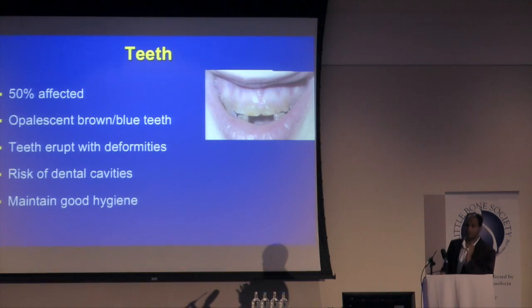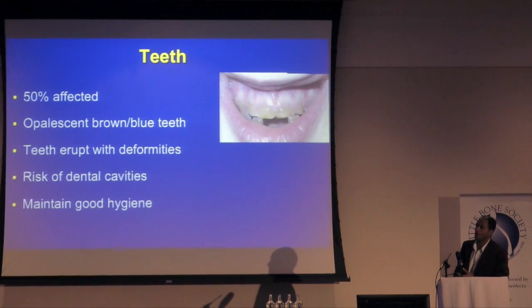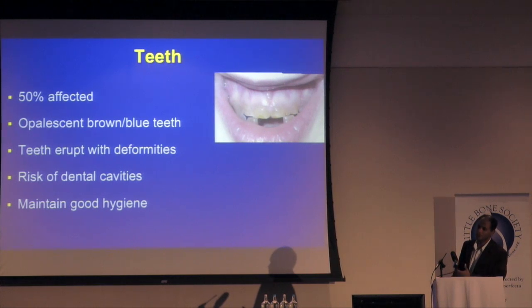Now, I'm not going to discuss too much about dentition, as you're going to have a presentation on the management of teeth. 50% of children with osteogenesis imperfecta are affected with dentinogenesis imperfecta. Usually in this condition, the teeth are opalescent brown or blue in color. Usually teeth erupt with deformities, so if they are normal when erupting, it is likely that the child has escaped dentinogenesis imperfecta. There is a risk of dental cavities, so it's very important to maintain good hygiene.